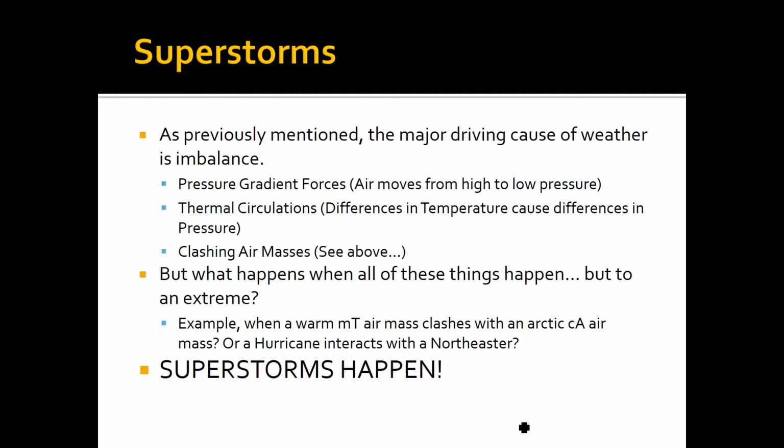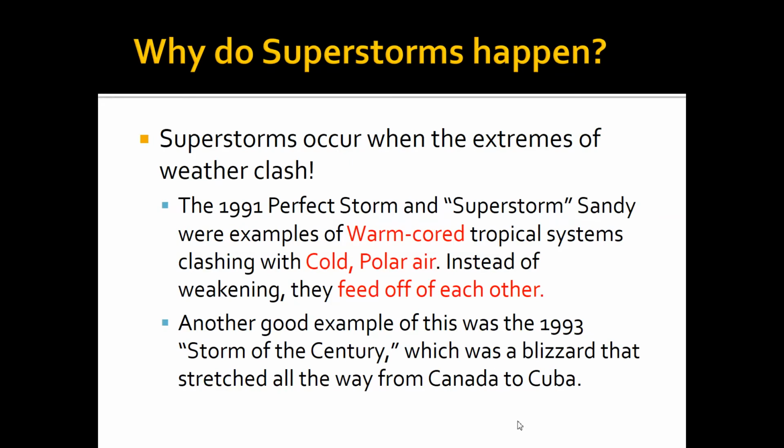You also can have instances where hurricanes will collide into mid-latitude cyclones. And each one of these can create a storm that is very intense and oftentimes much more unprecedented than your normal mid-latitude cyclone. And so we call these superstorms. So why do superstorms happen? Well, superstorms happen because of those extremes.